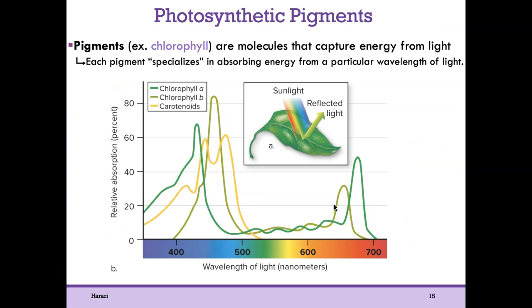Pigments, like chlorophyll, are molecules that can capture energy from light. Each pigment specializes in absorbing energy from a particular wavelength of light. So plant cells contain several pigment molecules that capture light energy of different wavelengths. The most abundant, chlorophyll A, is a photosynthetic pigment in plants, algae, and cyanobacteria. But photosynthetic organisms also have accessory pigments that can use other wavelengths of light as well. So we're just maximizing the amount of energy we can absorb from the sun.